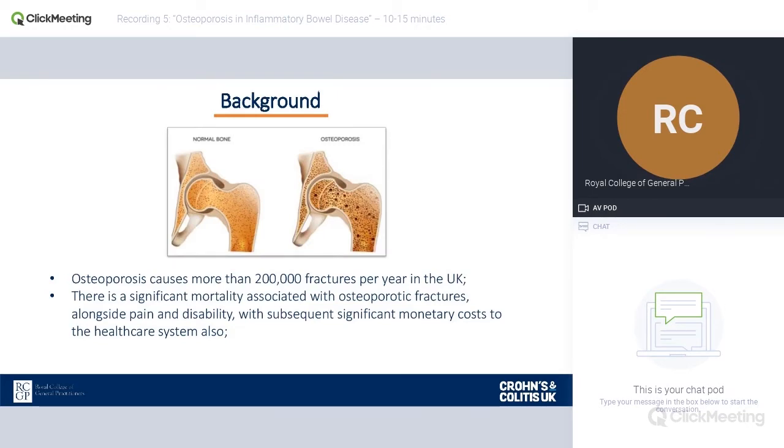Osteoporosis carries a significant morbidity, causing more than 200,000 fractures per year in the UK. As well as the pain and disability caused by the osteoporotic fractures, there's also a significant monetary cost to the health system and an associated mortality with this.